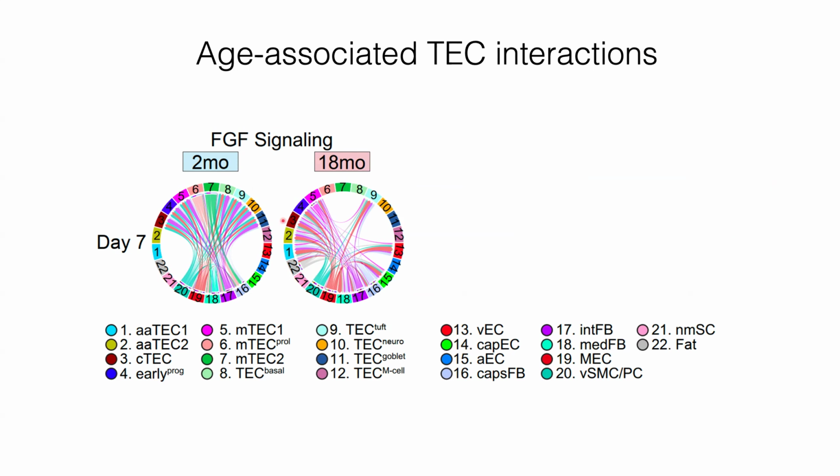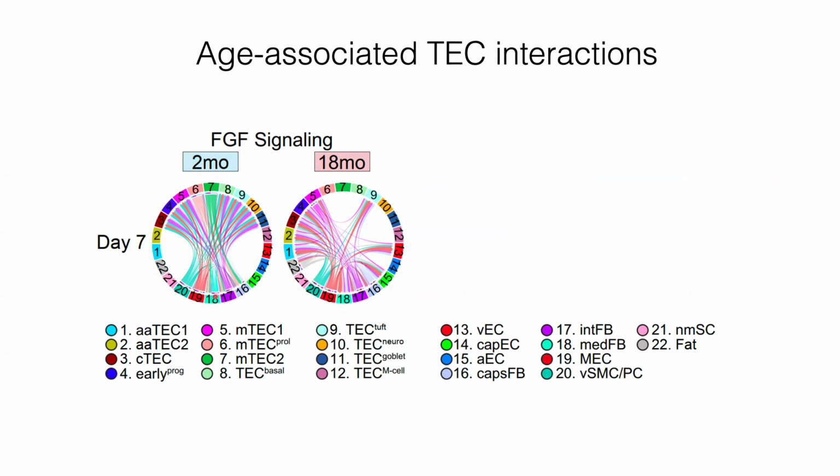And the way to look at these plots is that arrayed on the outer part are all the various thymic stromal populations, all these different colors. And the AA-TEC 1 and 2 are shown here in cyan, and this mustard color shown in number 2. And we're comparing the data from 2-month-old mice with 18-month-old mice.